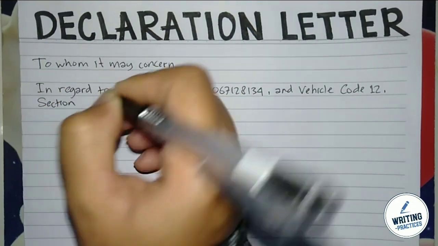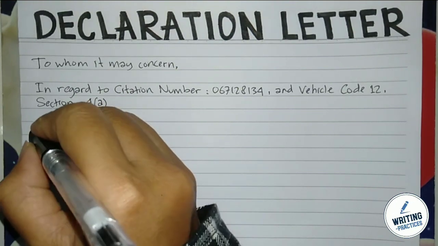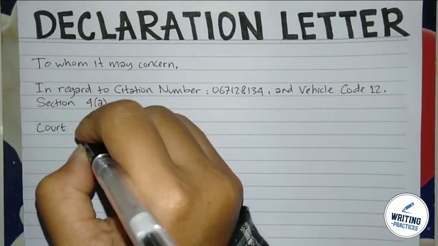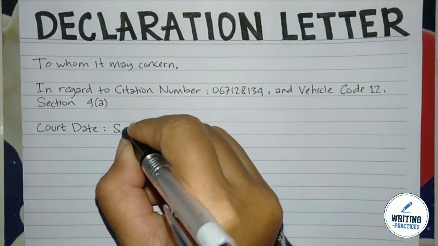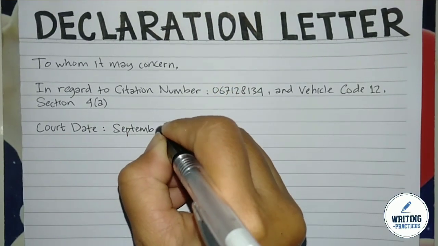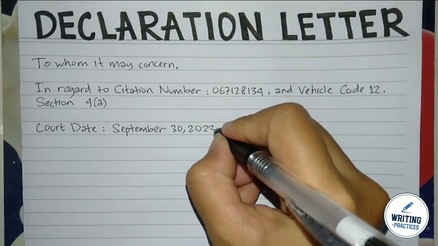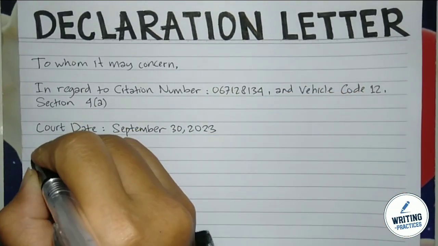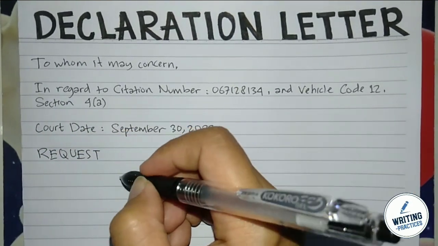And write also the vehicle code. Mention the section as well. Yes, different countries have different formats for this. Just follow it. Under it, write the date of the court. You need to write the month, date, year. In this example, it is September 30th, 2023. And now, write the subject of the letter. You can simply write request for trial by written declaration.